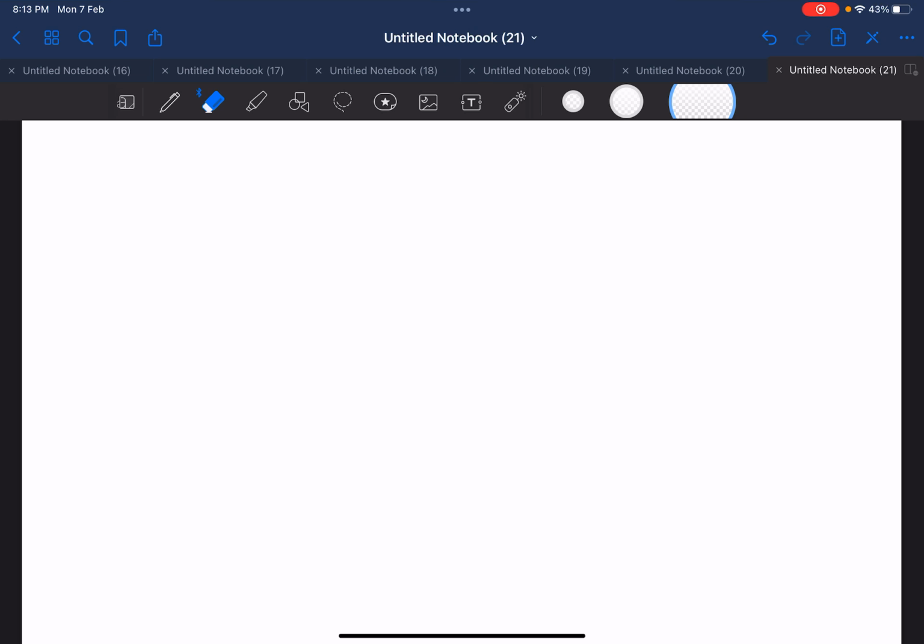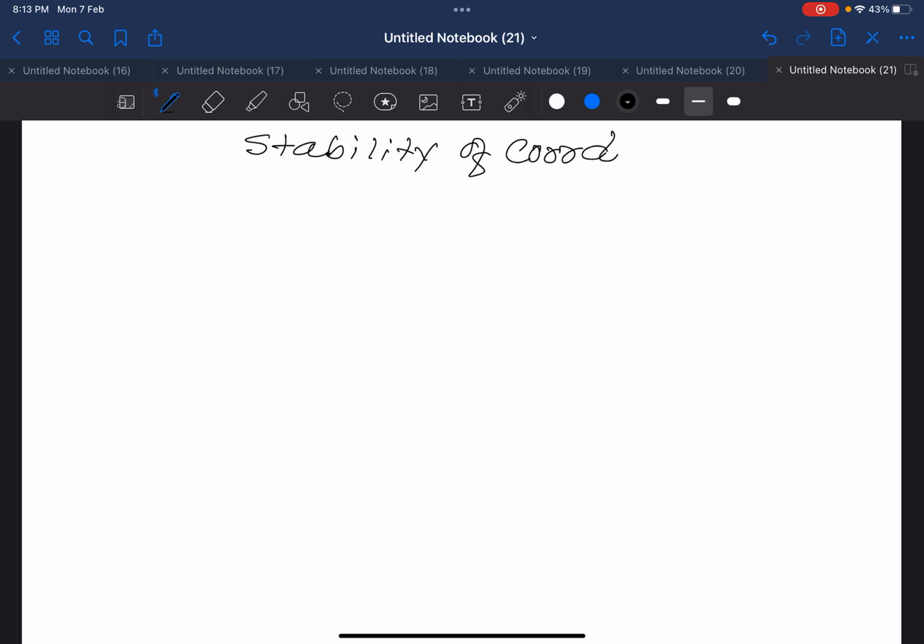Today we are going to discuss the stability of the coordinate compound. Next topic, stability of coordinate compound.